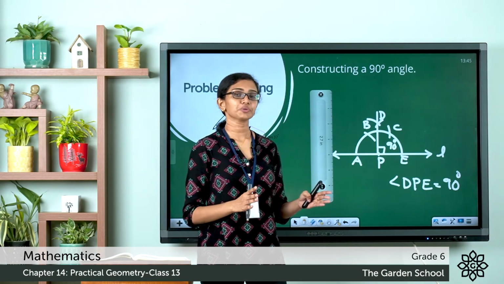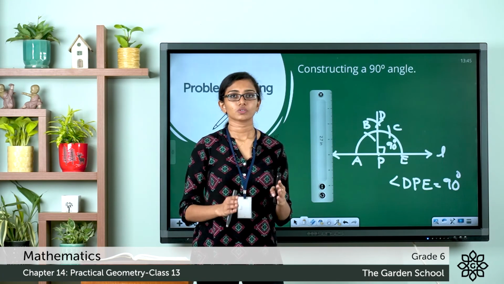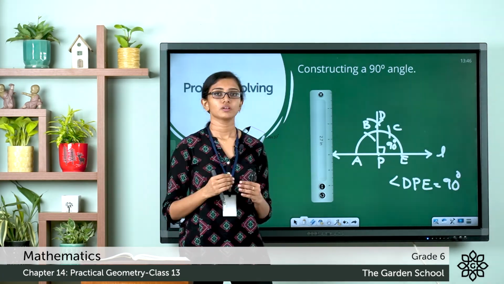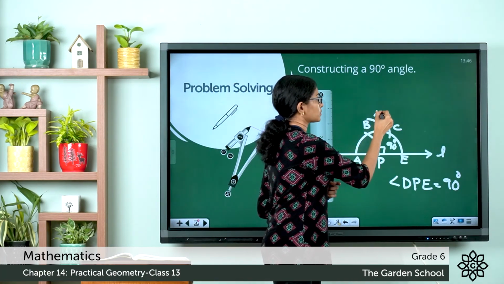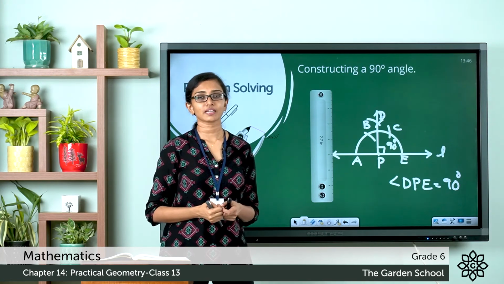You have already learned how to construct a perpendicular to a given line passing through a point on the line. So this is another method. You can use both methods to construct a 90 degree angle. Here, don't forget to put the arrow mark to indicate the angle. I hope these steps are clear to you.